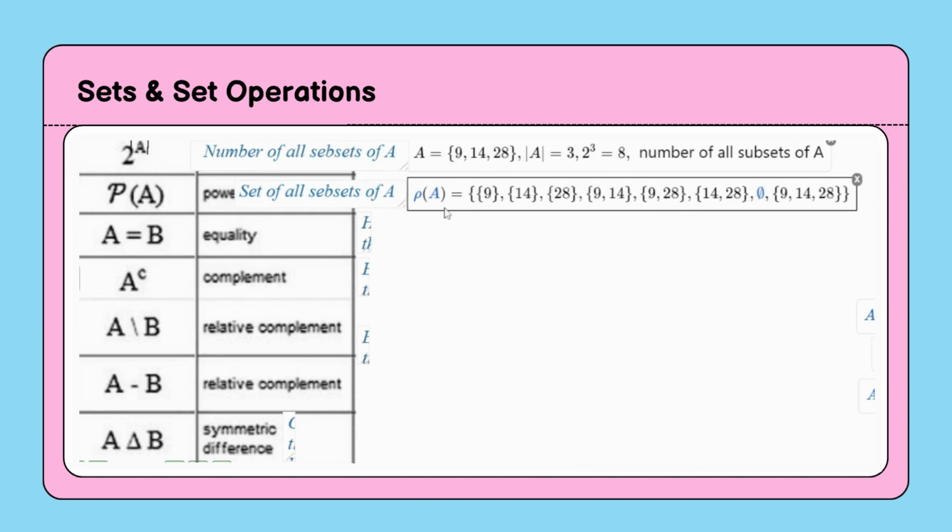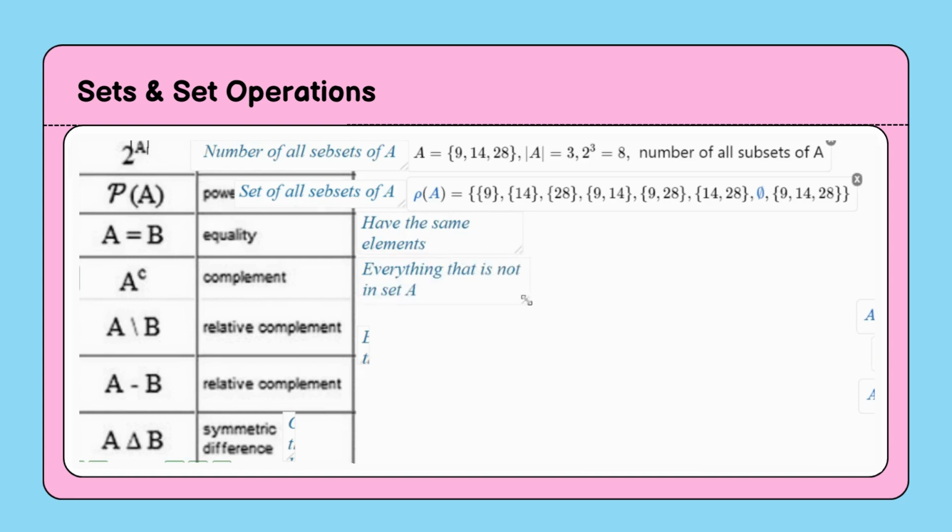Now here you can see that I wrote all the subsets of A one by one. We calculated above that it would be 8 of them. Don't forget to add the empty set and the set A itself. And I write all of these subsets inside 2 braces, which would be a power set. 2 sets are equal if they have the same exact elements.